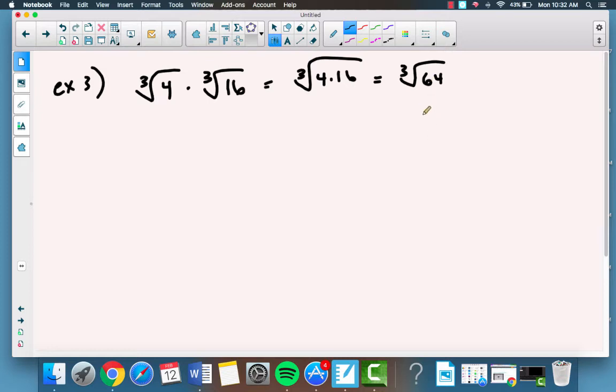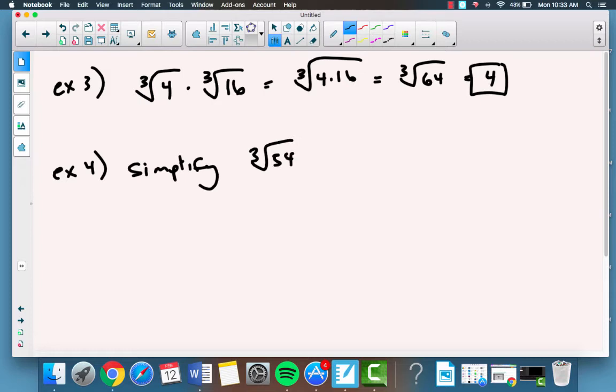So is there something to the third that will get us 64? Well, in this case, that's 4. So 4 times 4 times 4 is 64. So there's our final answer. Okay, so notice if I have the same roots, I can multiply the numbers together, and then I can simplify from there. So let's look at example 4. This one is actually working backwards. It's going to tell you to simplify. And I would have the cube root of 54.